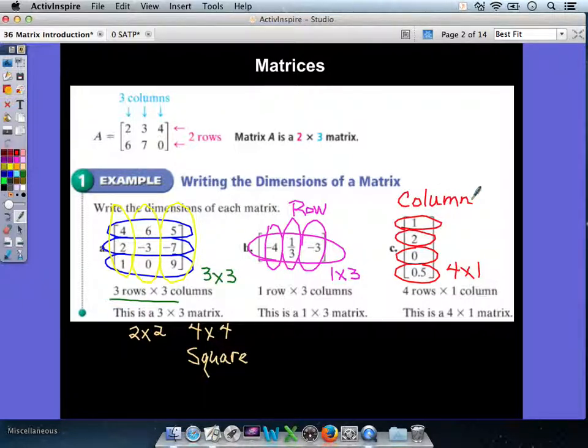So this first flip chart here on matrices tells you to name it by dimensions, rows by columns. If it's the same, 2 by 2, 4 by 4, 3 by 3, it's called a square matrix. If it only has 1 row, it's called a row matrix, and only 1 column, it's called a column matrix.